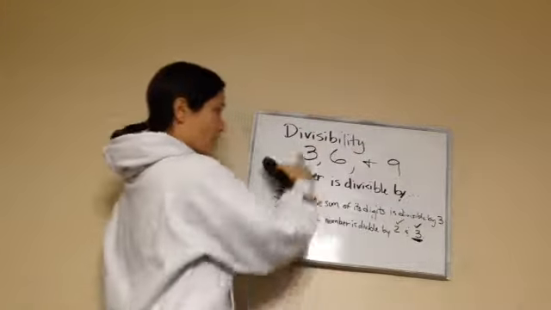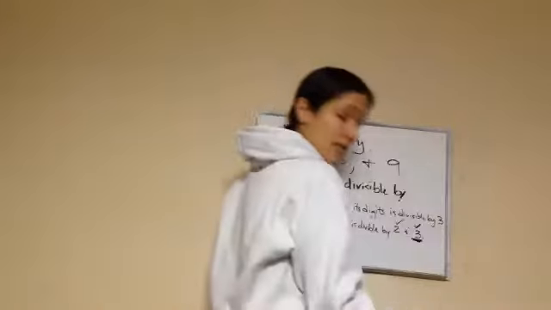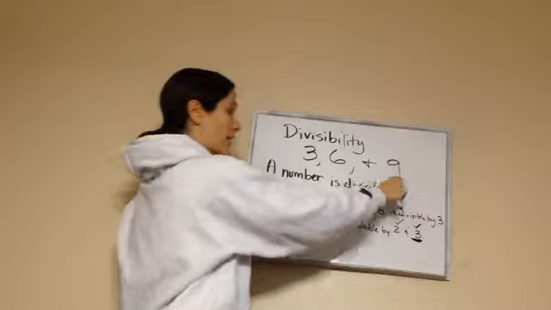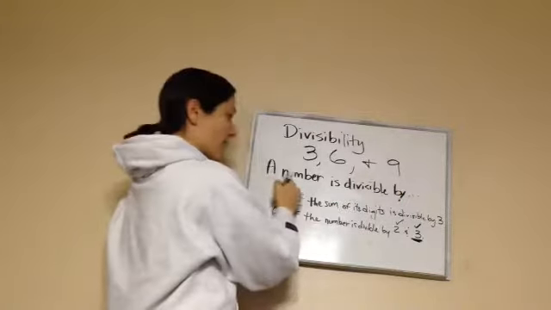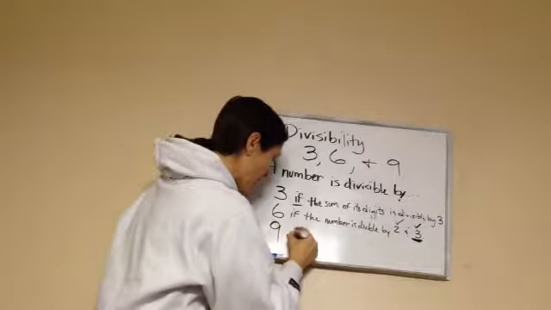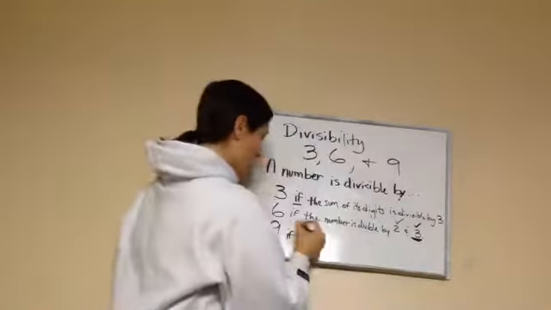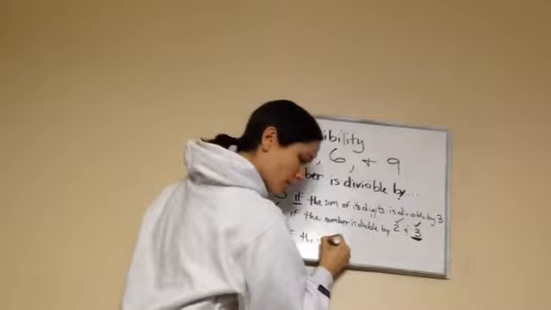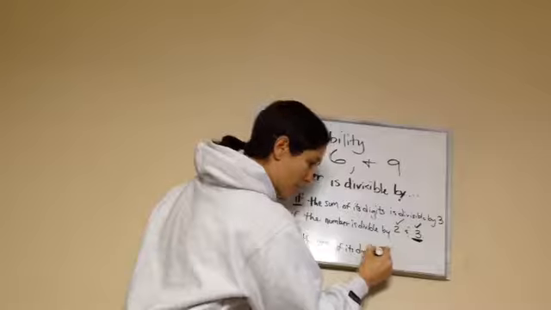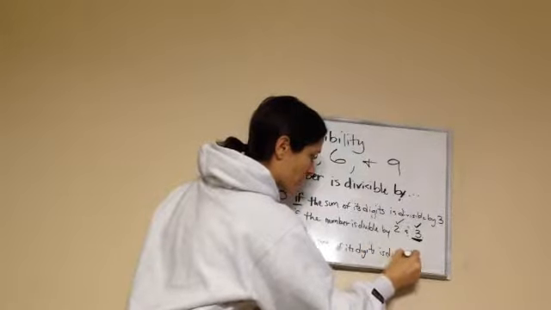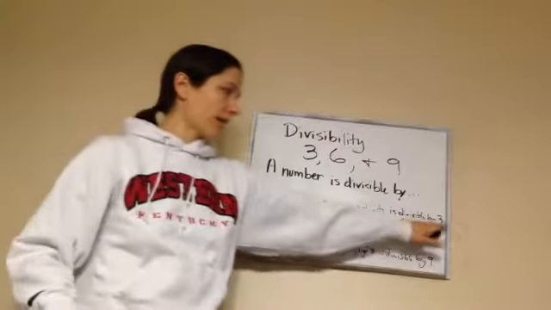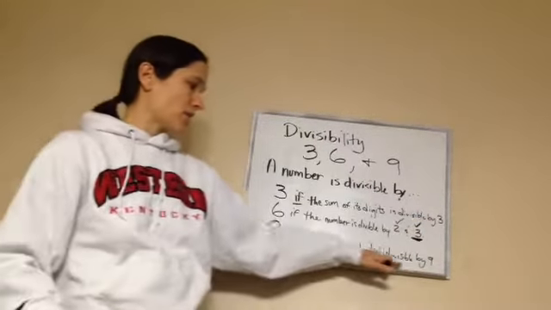And then the last one. Ready? We're doing divisibility of 3, 6, and 9. We already know how to do 3s. We already know how to do 6. Now let's do 9. A number is divisible by 9, write this rule down, if the sum of its digits is divisible by 9. So it's kind of the same rule that 3 is, but 9 if the sum of the digits is divisible by 9.